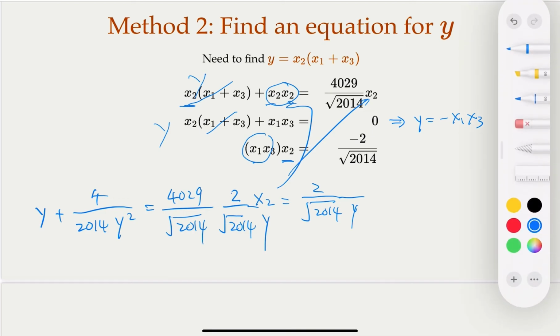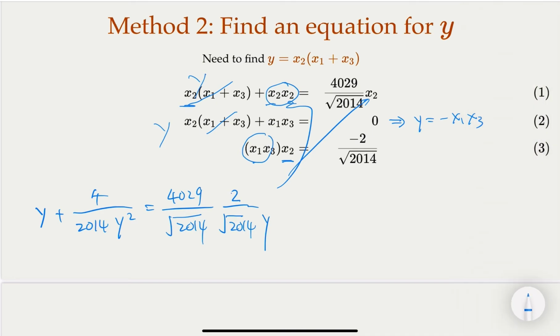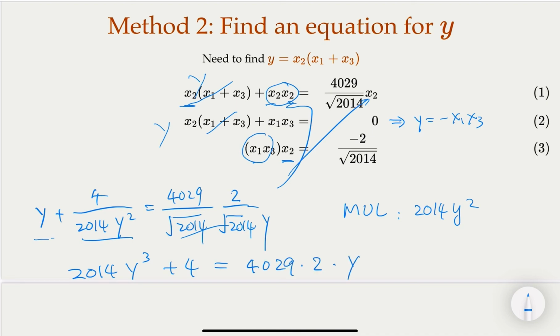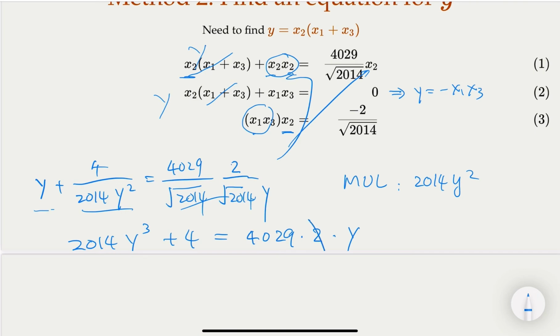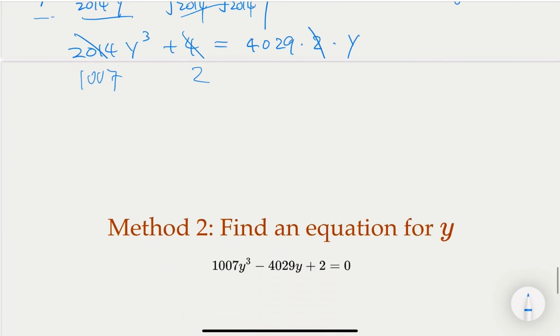All right, let me erase that now. Okay, so let's multiply both sides by 2014 y squared. What do we get? Multiplying on both sides, you're going to get 2014 y cubed plus 4 equals 4029 times 2 times y, right? And then you can divide by 2 on both sides. This is 1007. You're going to have this equation here.